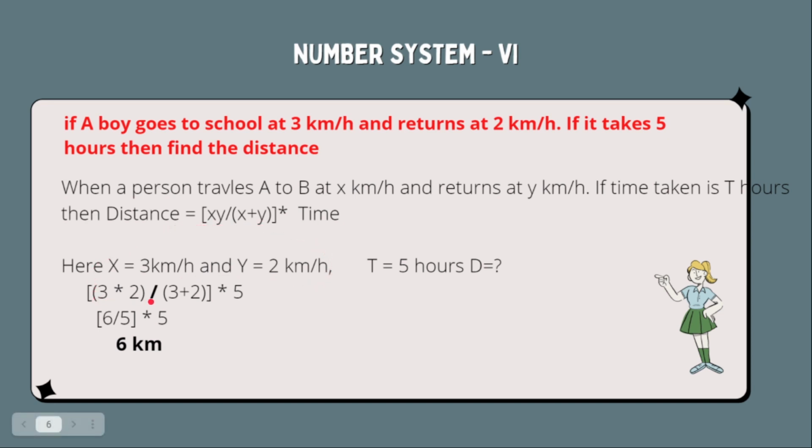Now put these numbers in the formula. You will get 3 into 2 divided by 3 plus 2, whole multiplied by 5. And that will give you 6 by 5 into 5, which is 6 kilometers. You can solve it on paper.